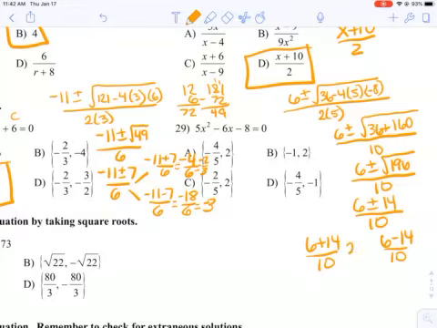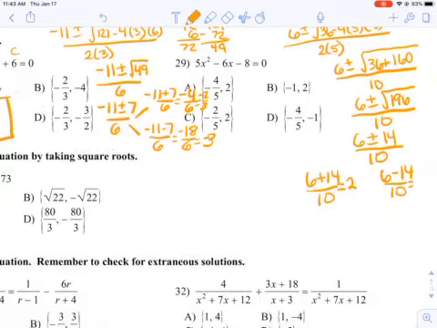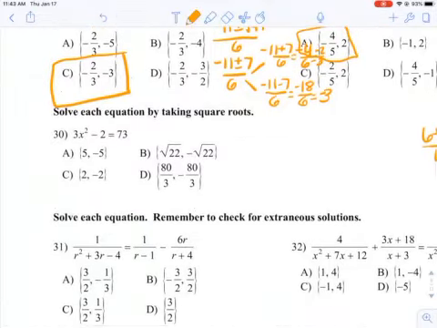So this guy is 2, and this guy is negative 4 over 10, sorry, let me not write that. So this guy is negative 4 over 5. So we have negative 4 over 5 and 2. Okay.